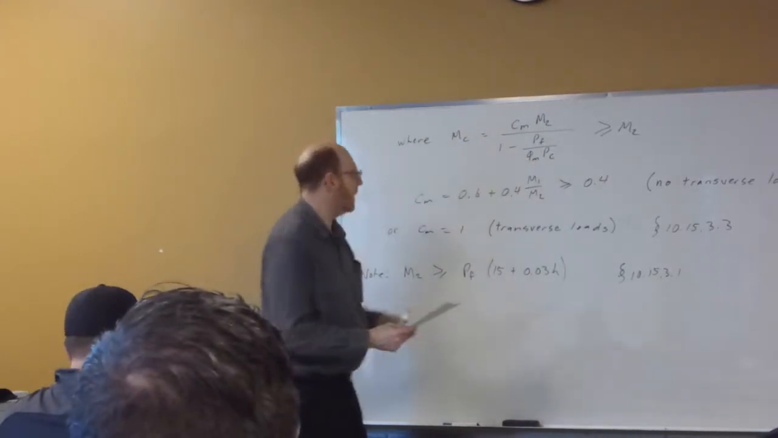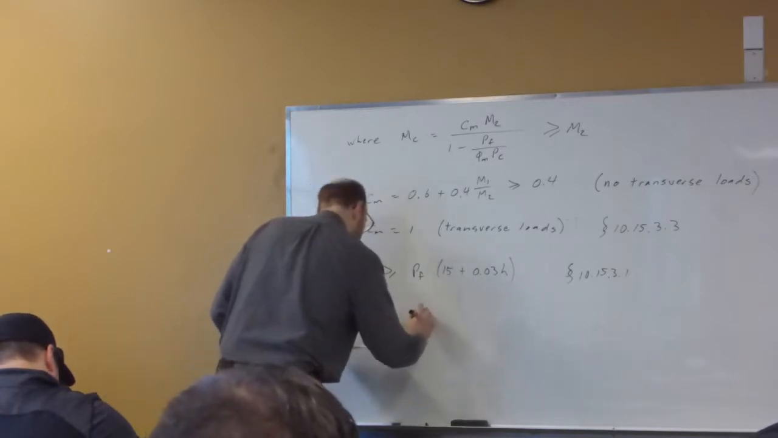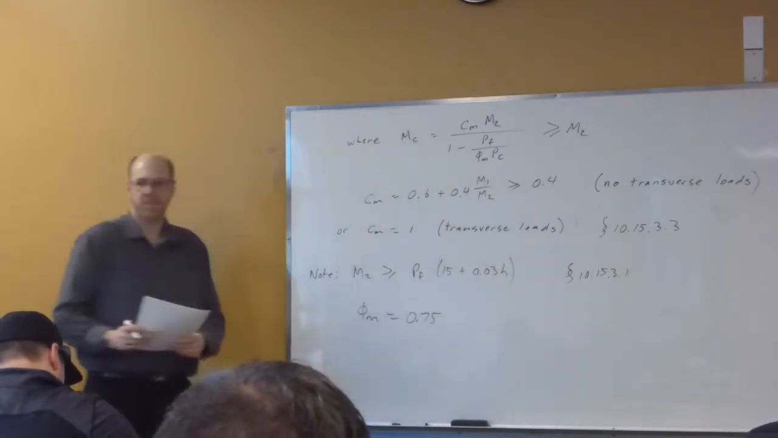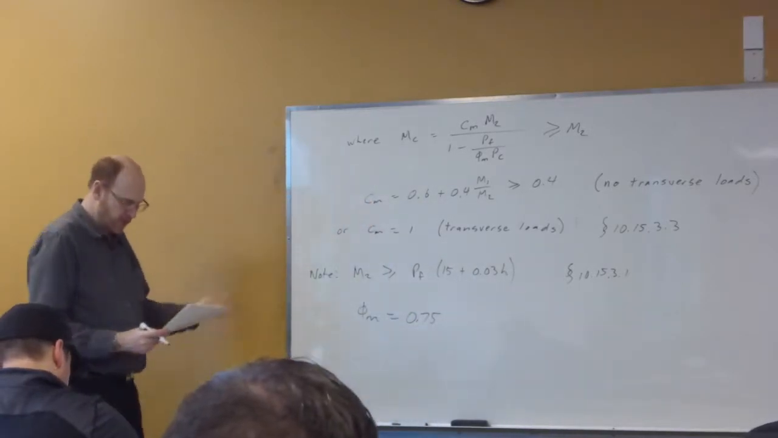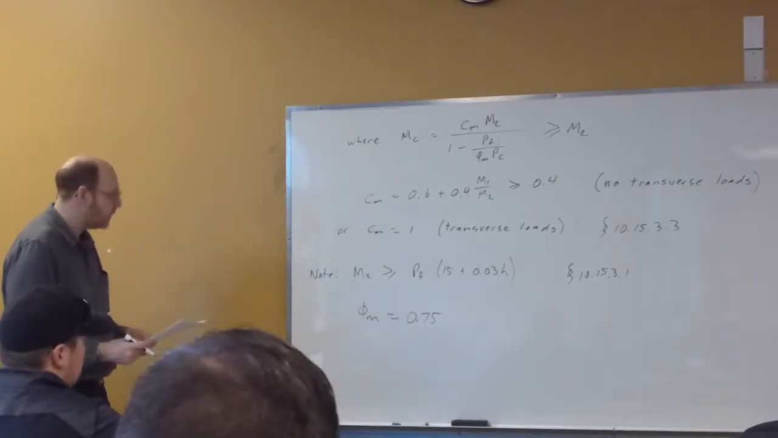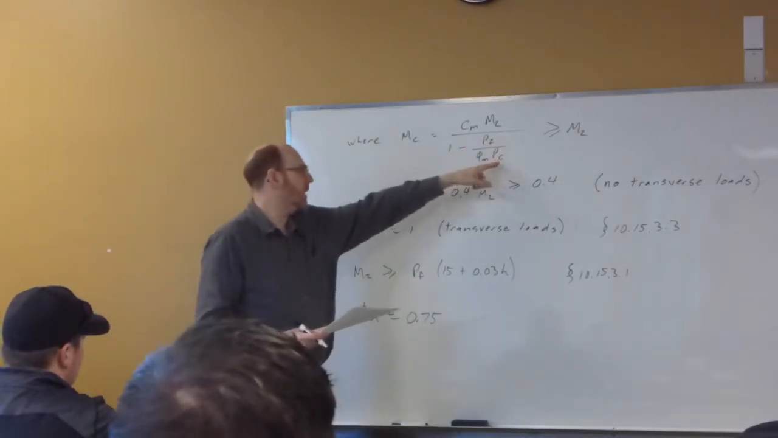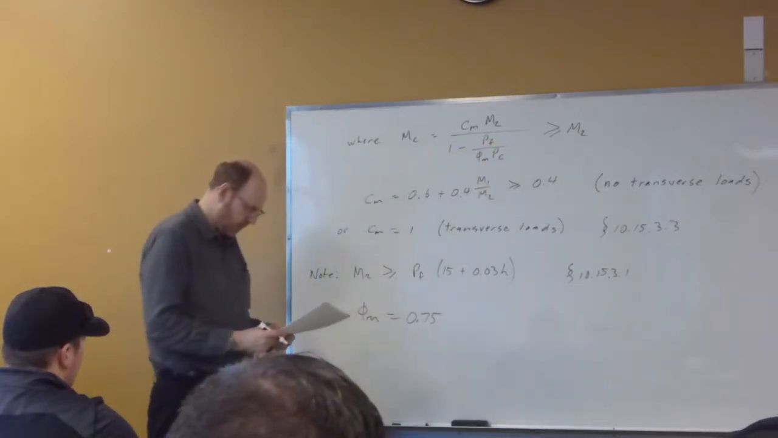We also have a phi m in here. So phi m is 0.75, and this is just a generic value directly out of the code. Of course, PF is our maximum factored axial load. PC is our critical load.